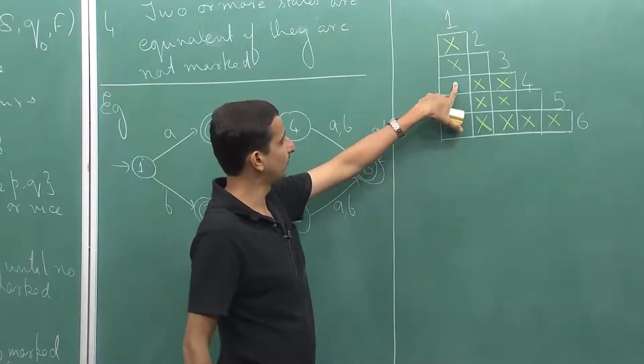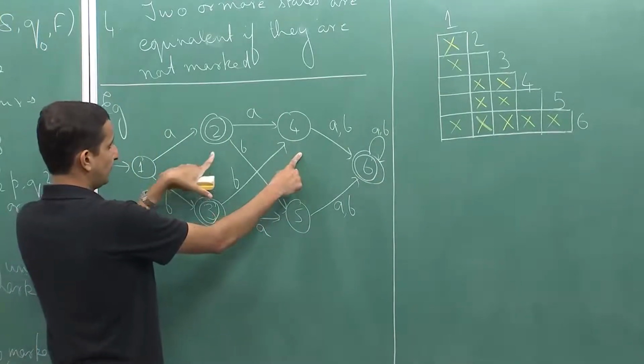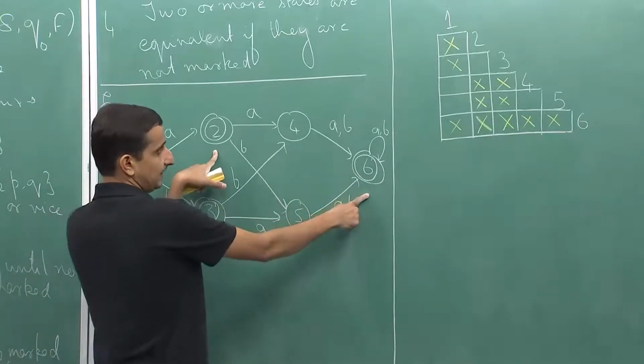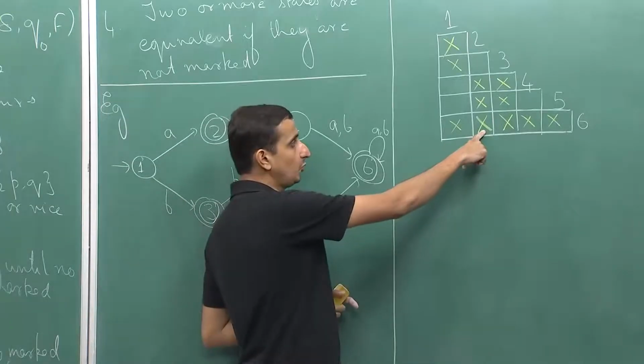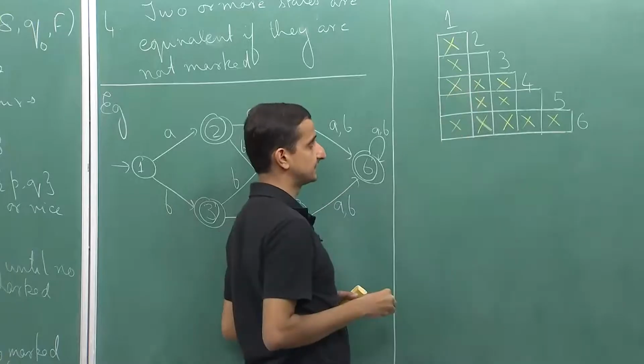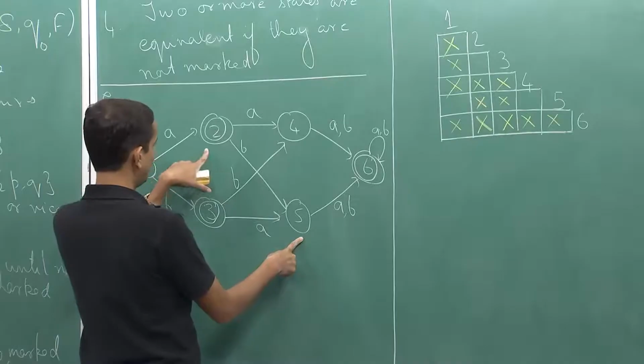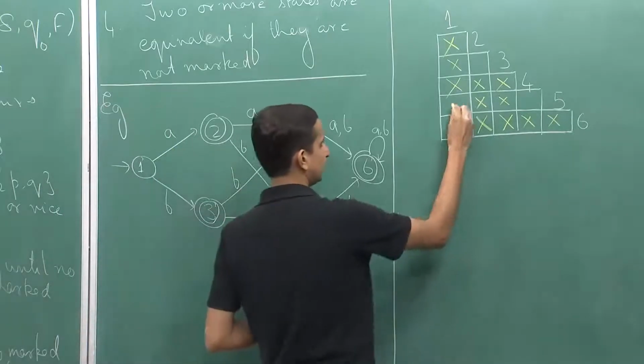So, again I look at 1 comma 4. So, from 1 comma 4 I go to 2 comma 6 on an A, but now observe that 2 comma 6 has been marked. Okay. So, therefore, 1 comma 4 also gets marked. Again from 1 comma 5 on an A I go to 2 comma 6 which is marked.